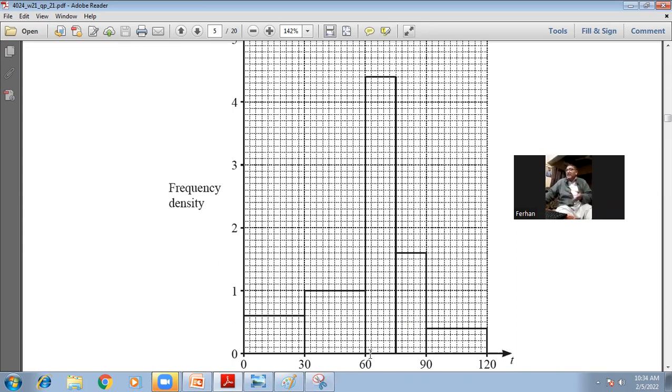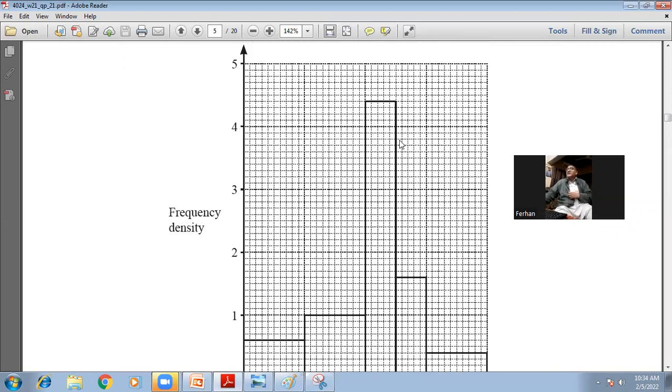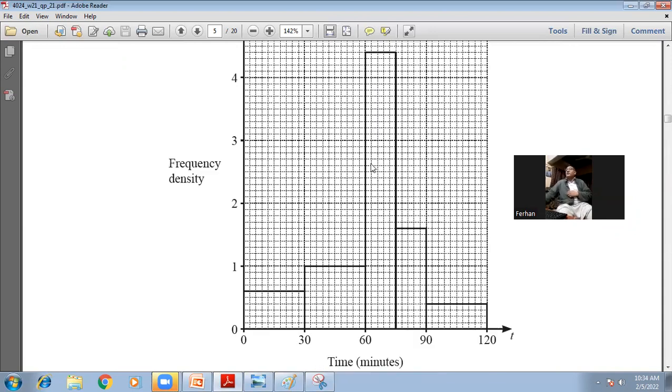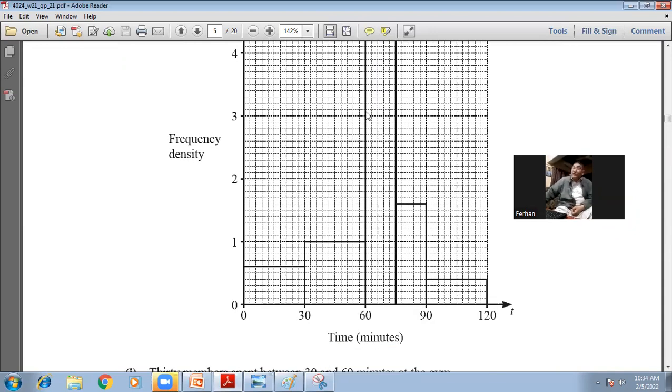For example, here, and this is from 60 to, how much is this? 1, 2, 3, 1, 2, 3, 4, 5, 15. So this is 15 and this height is 4 point something. I think 4.1, 2, 3, 4. 4.4. So multiply 15 with 4.4. So you get the area of this bar, and that will be equal to the frequency.